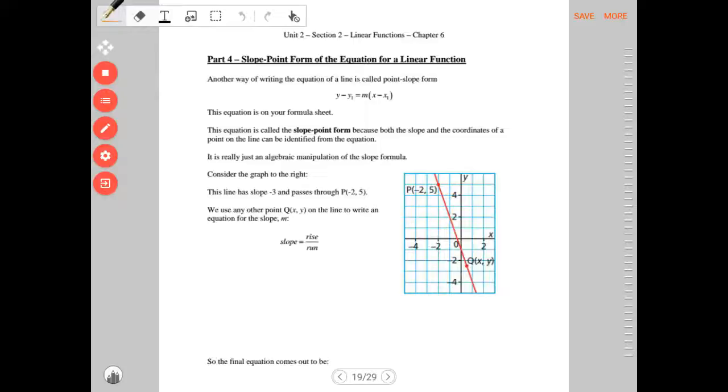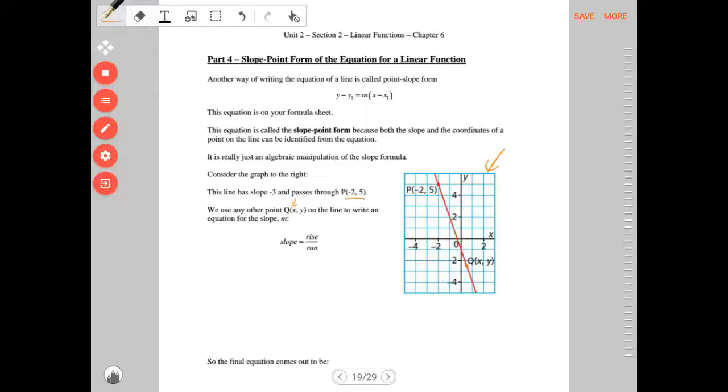So consider the graph to the right. The line has a slope of -3 and passes through the point -2, 5. If we find any other point on this line, Q, we call it XY. So just any other general point. You could have picked another point somewhere else, but we don't actually want the numbers for it. We want it to be XY. So if we figure out the equation using that XY, look what happens.